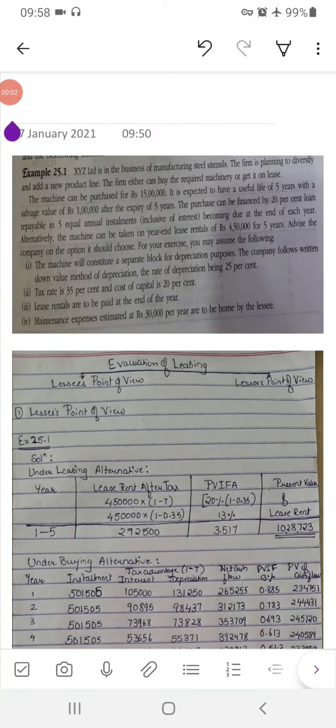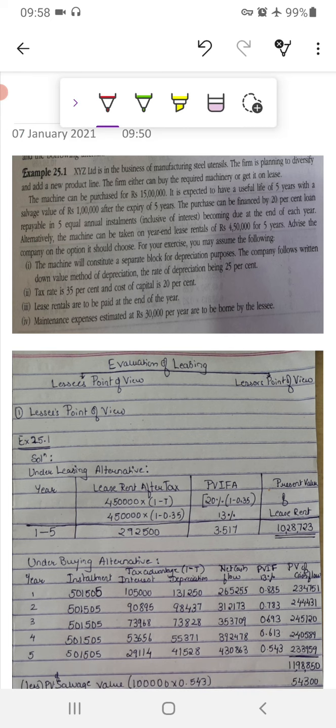Good morning, dear students. Today we are going to start with problems on leasing and hire purchase. To begin with, we are going to start with problems on evaluating leasing. In leasing, basically, problems are solved using two viewpoints. One is from the lessee's viewpoint and another is from the lessor's viewpoint.